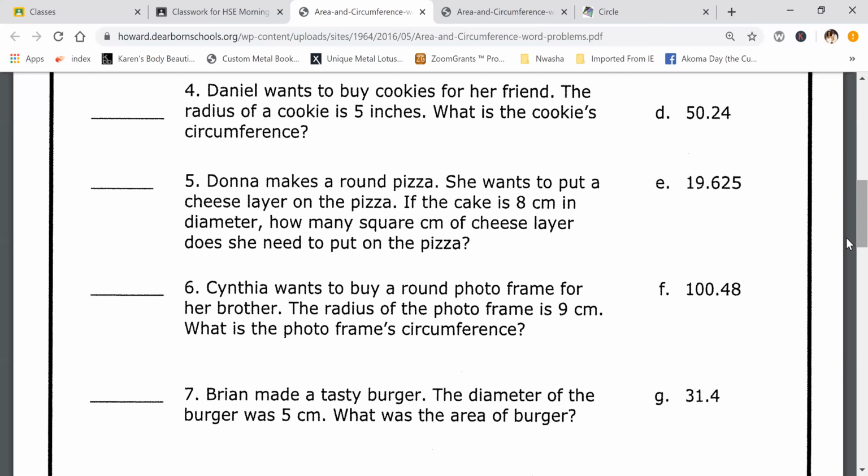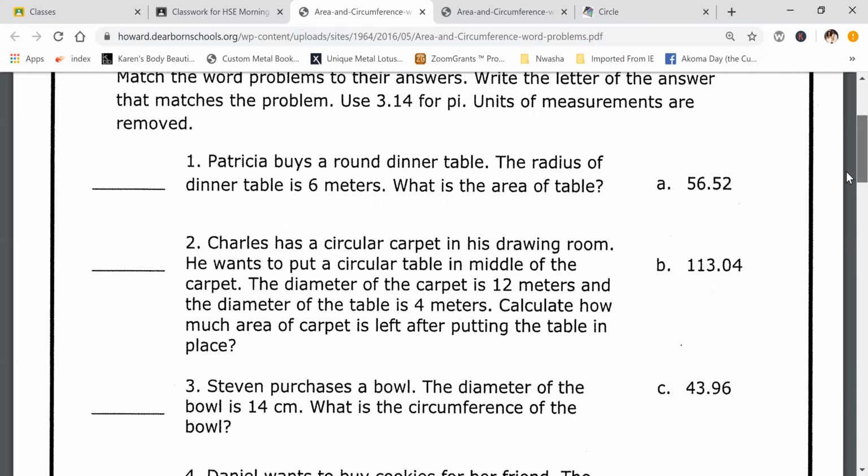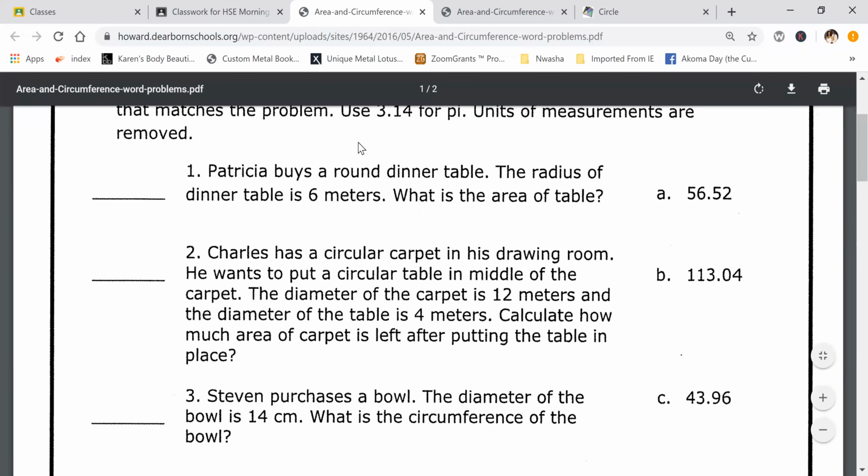When you are drawing your little index card, or if you're just going to draw the circle in your notebook, you want to write that too, 3.14. This one is in the directions. What they're telling you is to just use 3.14 for pi every single time.